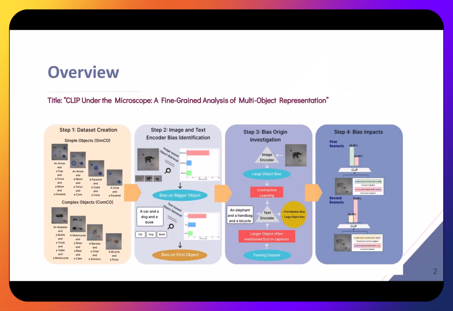In this work, we perform a deep analysis of CLIP's limitation in multi-object scenarios. While CLIP has shown impressive performance on many tasks, it struggles when multiple objects are present in an image or a caption. To investigate this, we design a dataset called ComCO and conduct semantic experiments to uncover biases in both image and text encoders of CLIP. We further trace the origin of these biases and explore their practical implications in tasks like image-text matching and text-to-image generation.